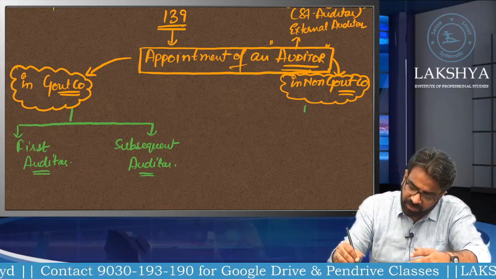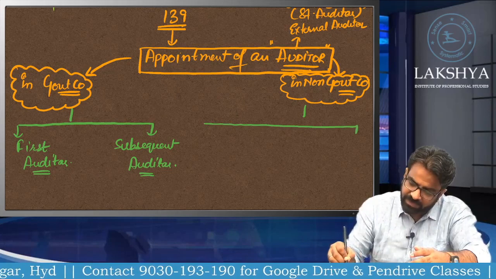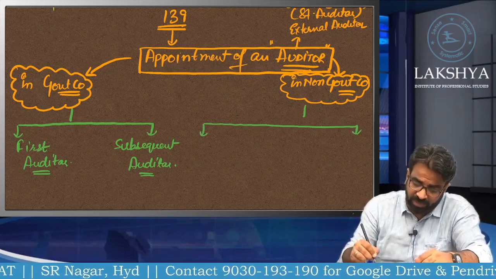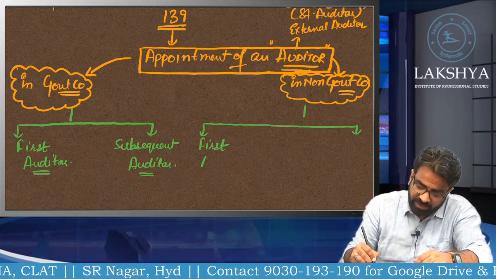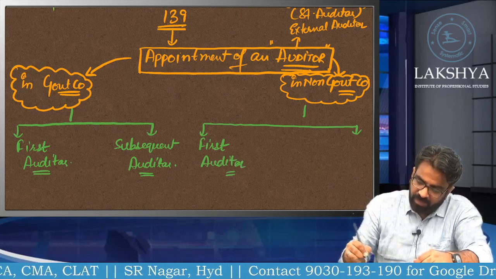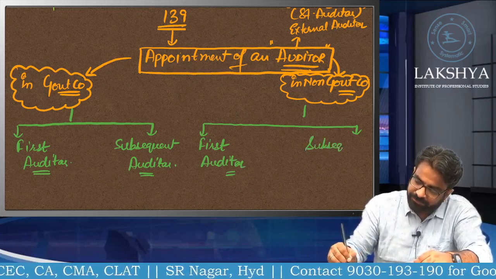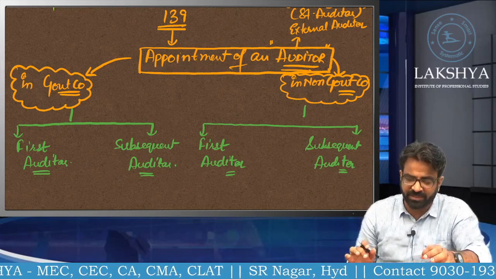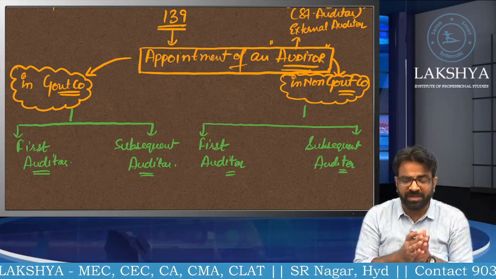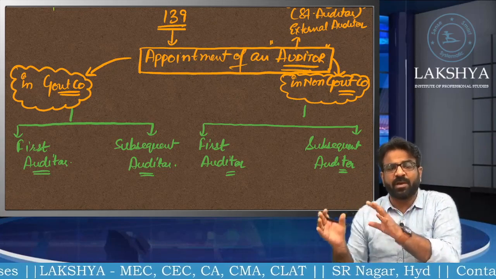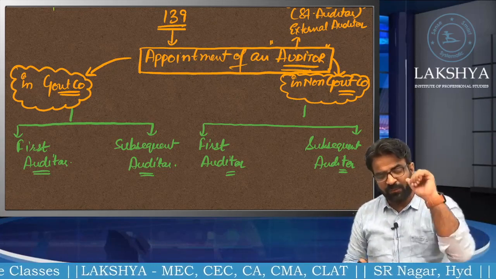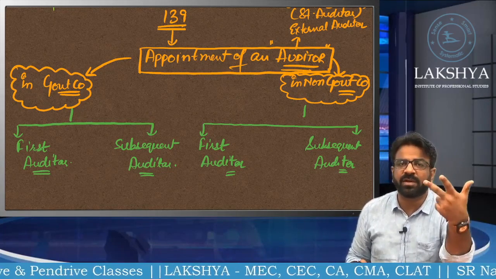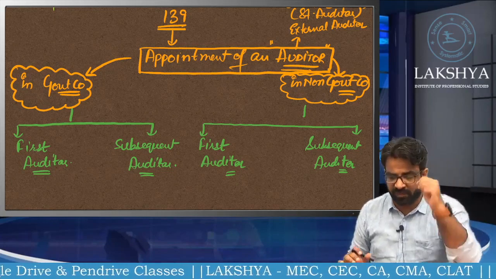Now the same chart we have to draw on the other side also. So on the other side, which company do we have? We have the non-government company. In the non-government company also there are two types of auditor: first auditor and subsequent auditor, right sir? So in totality we have to understand four different types of appointment criteria. One is the first auditor of a government company, second the subsequent auditor of the government company. Third is the first auditor of a non-government company and fourth the subsequent auditor also of a non-government company.